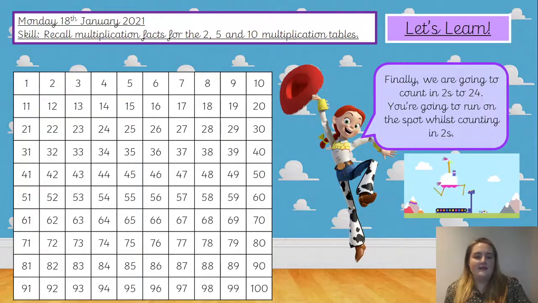Let's get counting. So 2, 4, 6, 8, 10, 12, 14, 16, 18, 20, 22 and 24. Okay, nice big breath then, well done. You must be very tired after all that exercise. And can you sit back down so you're ready to begin the next part of the lesson then, well done.